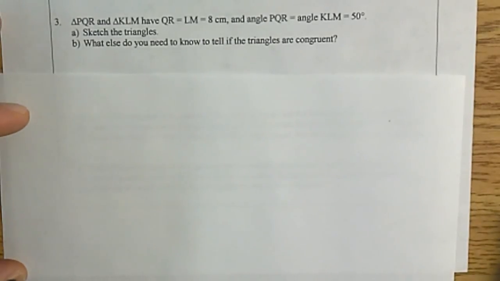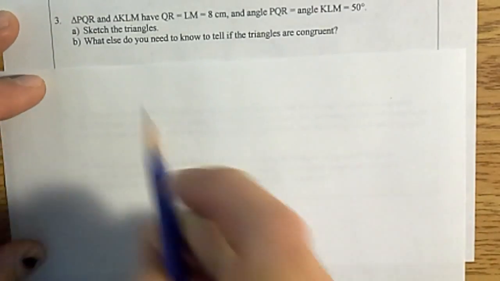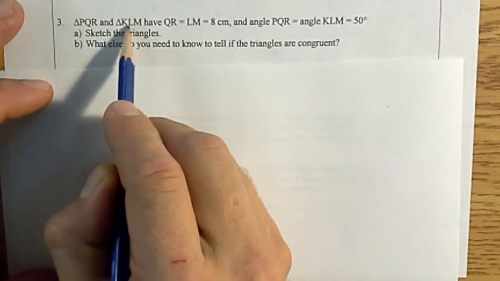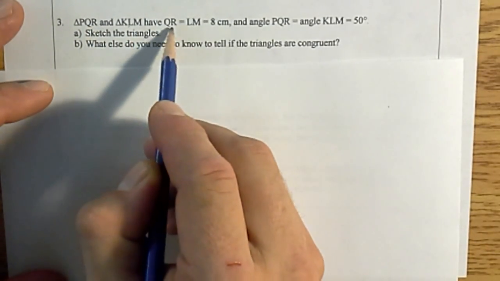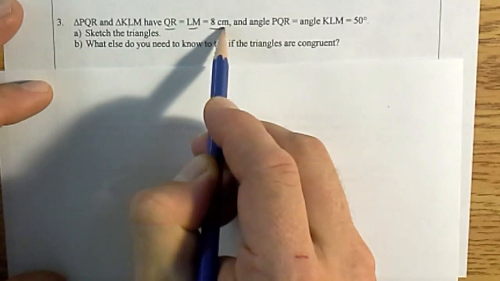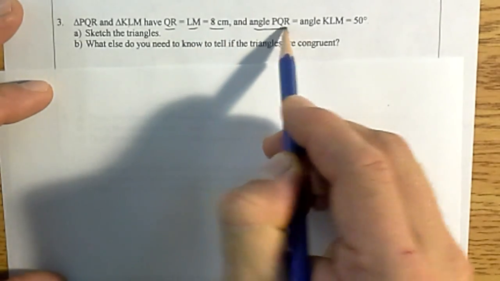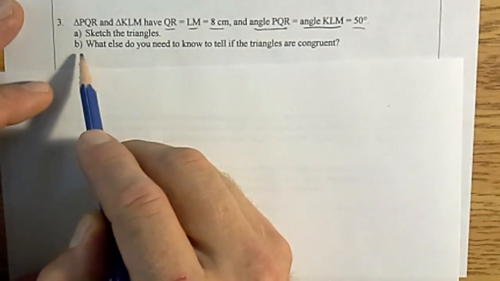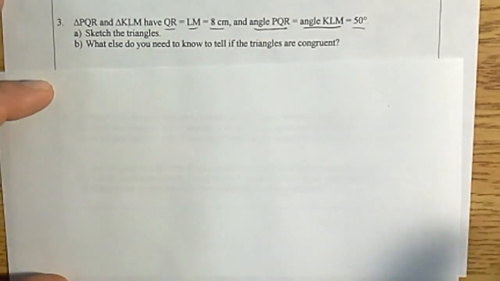So this is question number 3 from the extra practice. It says here, triangle PQR and triangle KLM have QR equals LM equals 8, and angle PQR equals angle KLM equals 50. A, sketch the triangles, and B, what else do you need to know to tell if the triangles are congruent?